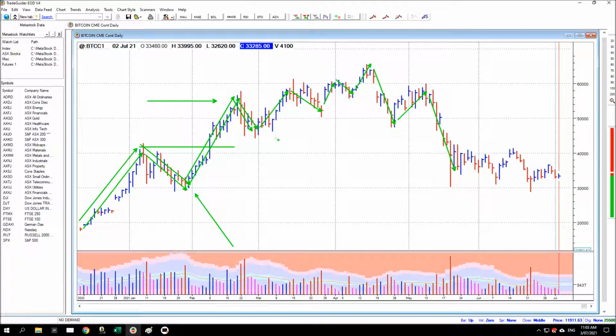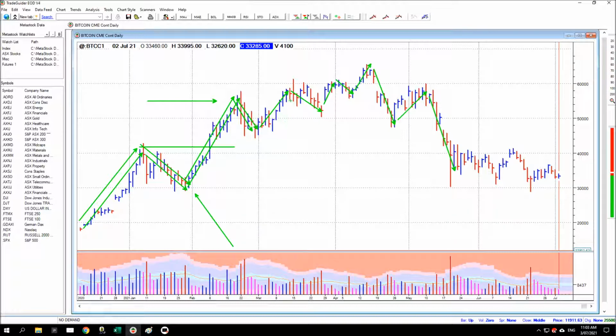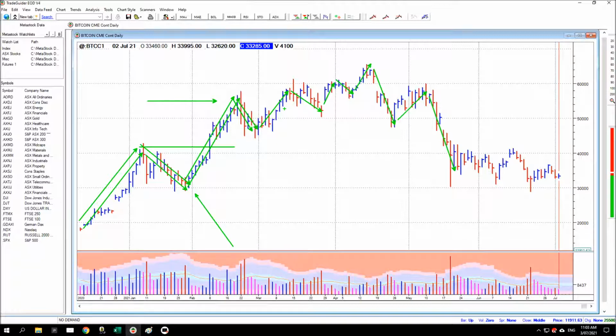And remember that length and duration are almost equal to volume. So when you're talking about the length and duration of a wave, you're actually talking about how much volume there is on the wave to a large extent. You can look at the detail of that volume if you've got access to a wave chart, and that may help you a little more. But you can think about how much volume is on these waves, so how much effort has been put in by the market to make the move.